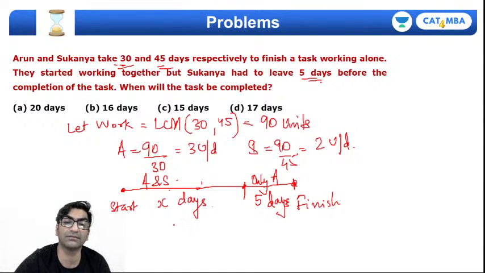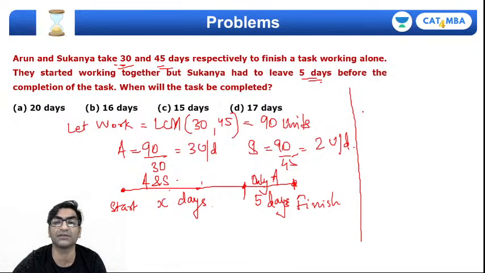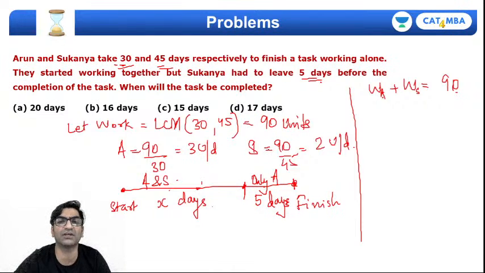Now, I remember I told you 2 approaches. I could use both approaches here, and let's use the first approach. Work done by Arun plus work done by Sukanya should be the 90 units completed, right? Arun works for how long? Well, Sukanya leaves, but Arun works for the entire duration. Arun works at a rate of 3 for the first X days and the last 5 days. So Arun works for X plus 5 days.